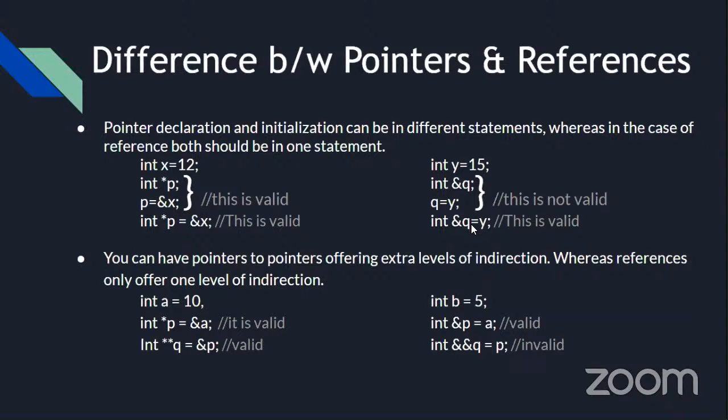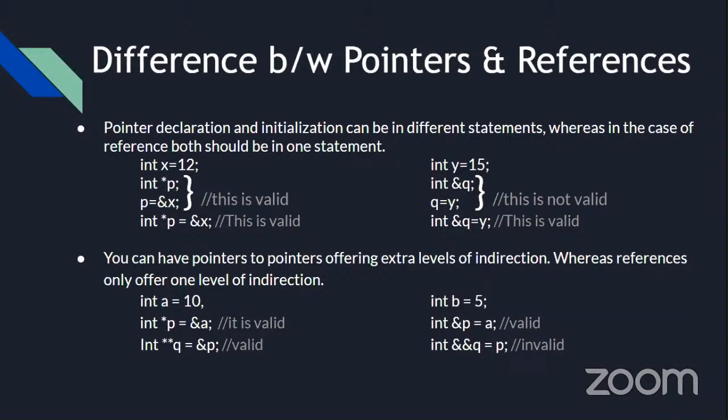So moving on to the next point, pointers can offer multiple levels of indirection. That is, a pointer can point to another pointer, which further points to another pointer, and it goes on like that. But in the case of references, only one level of indirection is allowed. It only refers to a normal variable directly. So let's look at this example. Here we are declaring an integer variable a. There is a typo here, it should be a semicolon. Now we are declaring and initializing a pointer p, which is pointing to the address of variable a.